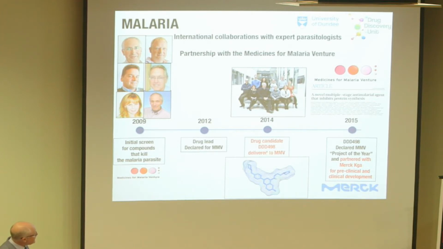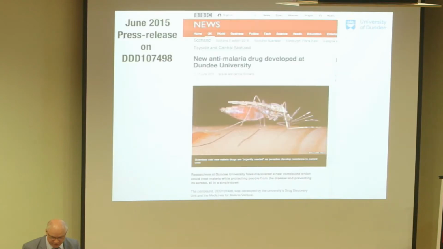And we delivered that to MMV, again gave all of the IP, all of the patents to MMV, and they then partnered it with Merck KGaA, which is one of the world's largest pharmaceutical companies, because through their public good program, they are going to pay for the development of that molecule through safety trials, and it's just about to go into human beings, into clinical trials in July of this year. So that's quite a good timeline for our development of antimalarials.